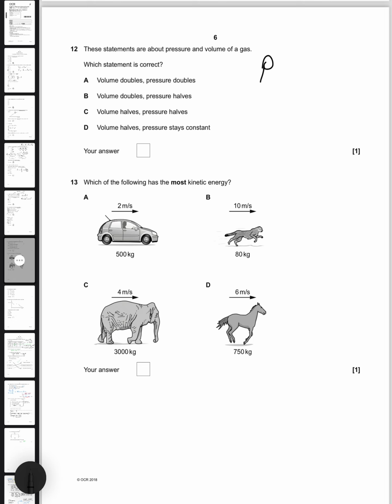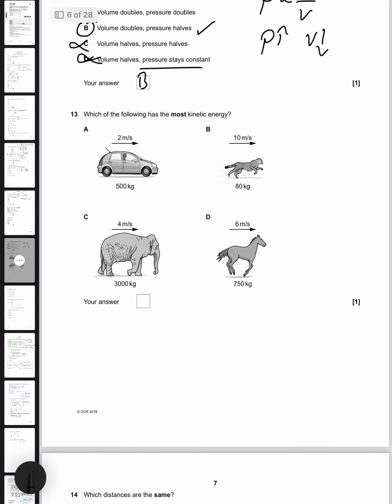These statements are about the pressure and volume of a gas. Okay, so we know that pressure is inversely proportional to volume. That means if you increase pressure, then volume goes down. So if volume doubles, pressure does not double. If volume doubles, pressure halves. Well, that seems to be correct so far. If volume halves, pressure halves, no, they have no direct relationship. They have an inverse relationship. And no, if volume changes, pressure does change. So the answer is actually B. If volume doubles, pressure halves.